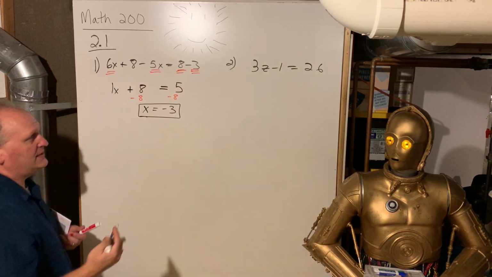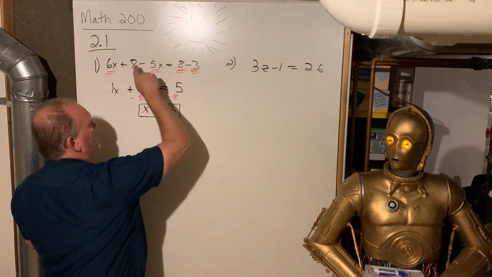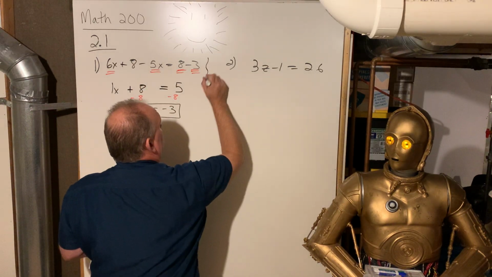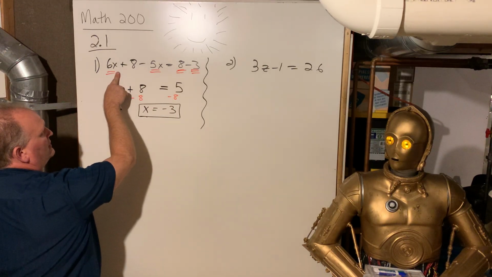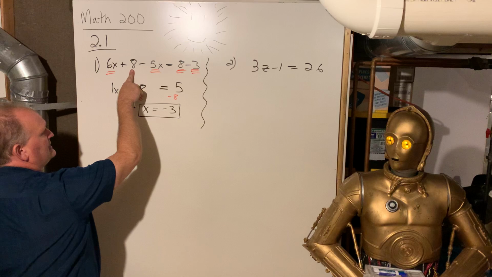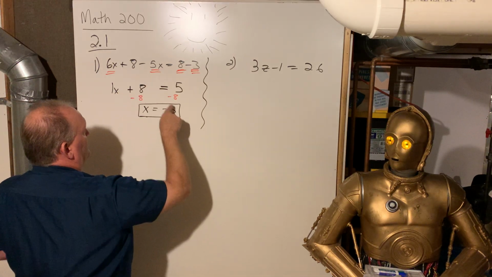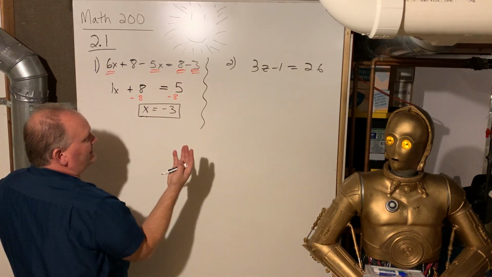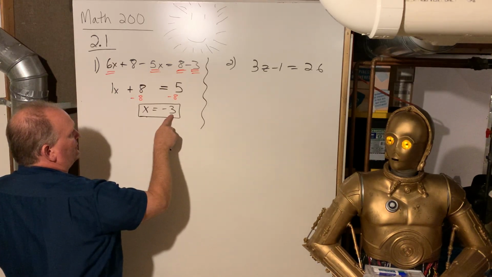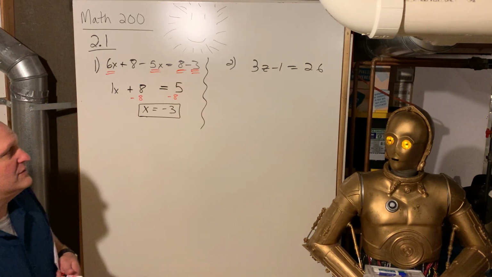Now the upside of this is you can always put that back into the original equation to make sure it works. So if I pop a negative 3 in there, that's negative 18 plus 8 is negative 10. And then negative 10 and positive 15 is 5. So that turns out to be 5 when I sub in negative 3, and then that side also turns out to be 5. So 5 equals 5.